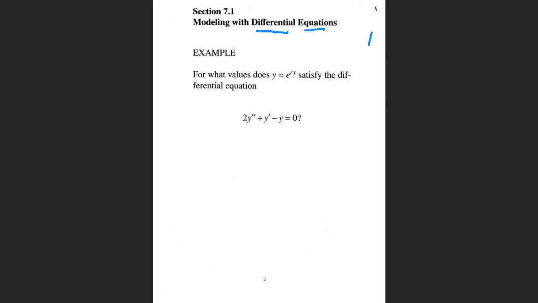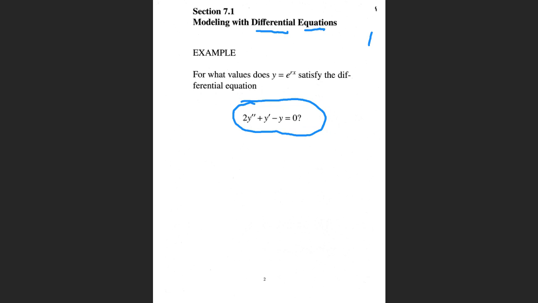Okay. So what is a differential equation? Well, this here is a differential equation: 2y double prime plus y prime minus y equals 0. Okay, that is a differential equation.